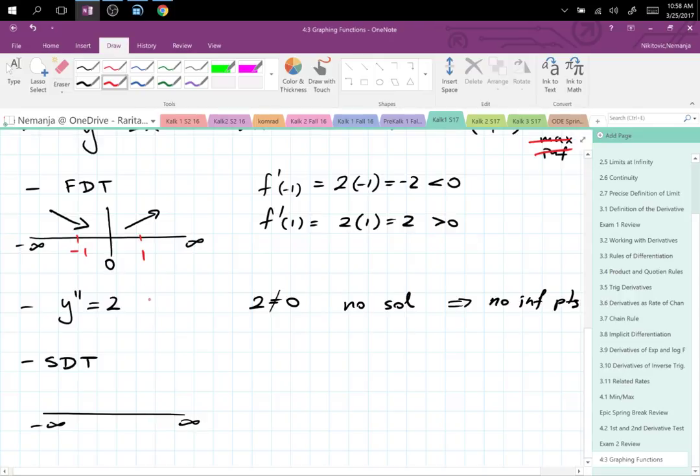You already see that the second derivative is always 2, which means your second derivative, f double prime of any value x, is always equal to 2, which is always bigger than 0, which means that you have concave up on the entire domain. Concave up on the entire domain.